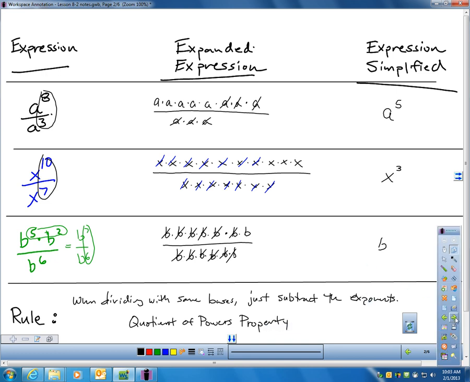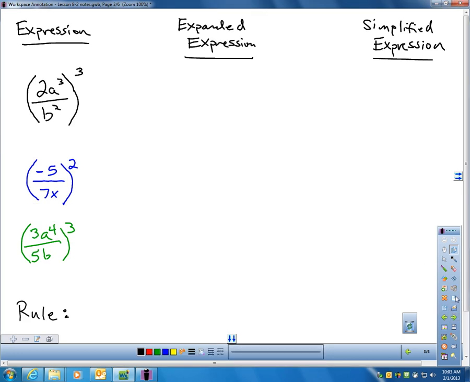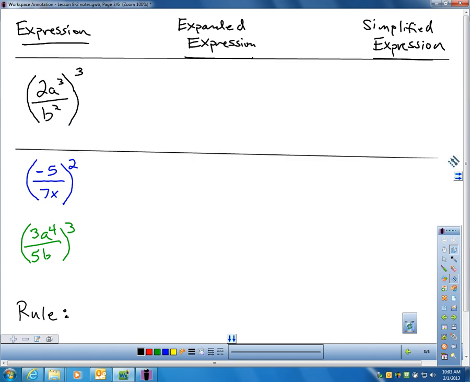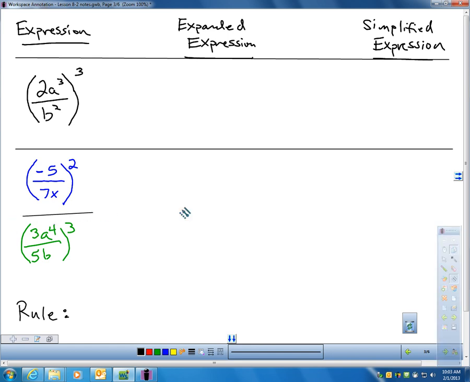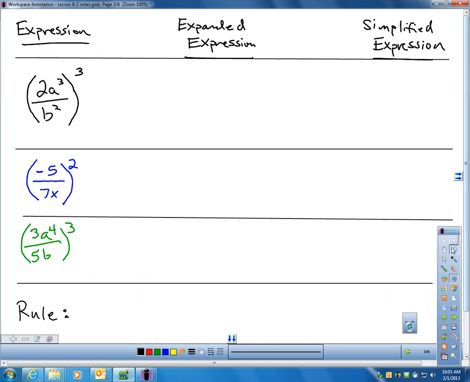All right, so the second property we need to learn then, let me set up a little table here, same kind of idea. We're going to learn what the power of a quotient property is. Okay, so I'm just going to set this up here. All right, so let's do each one of these. I'll get this out of the way.